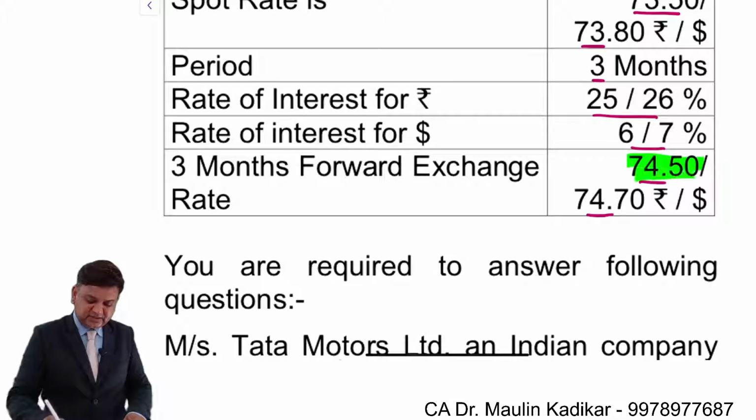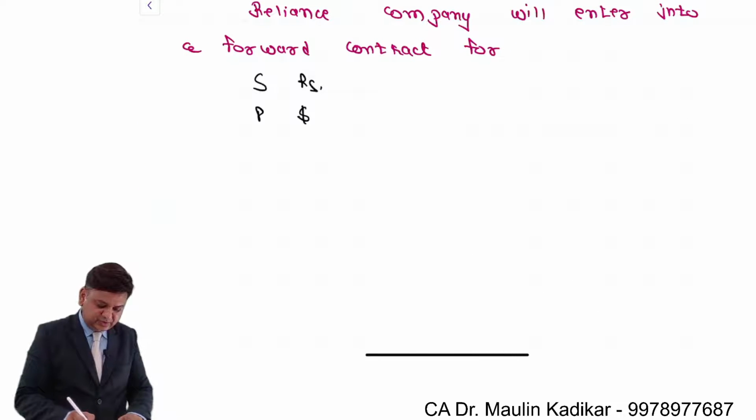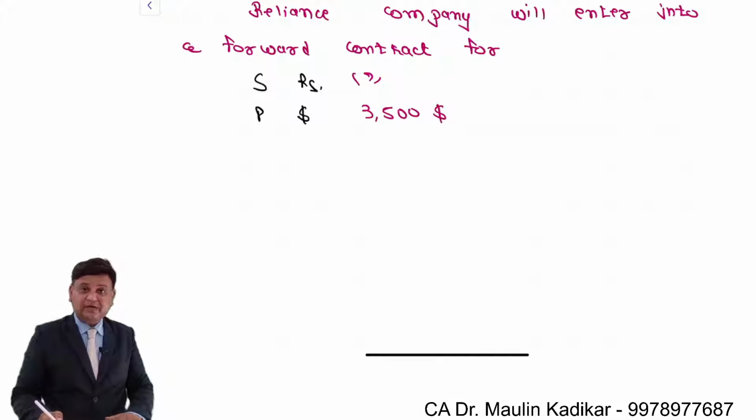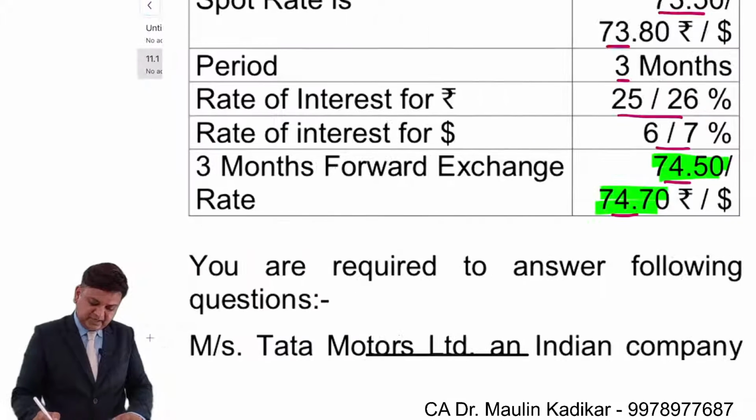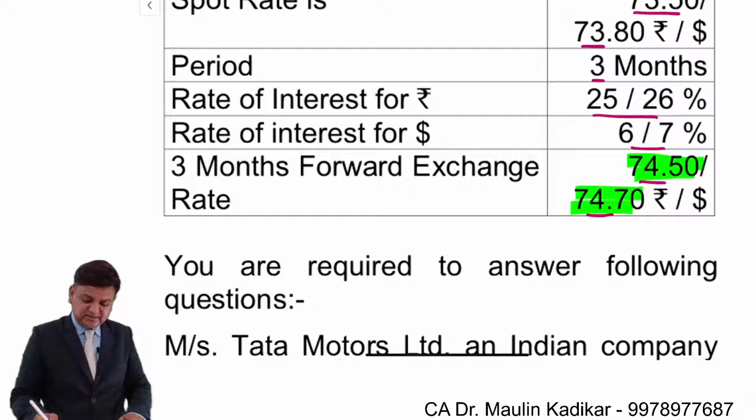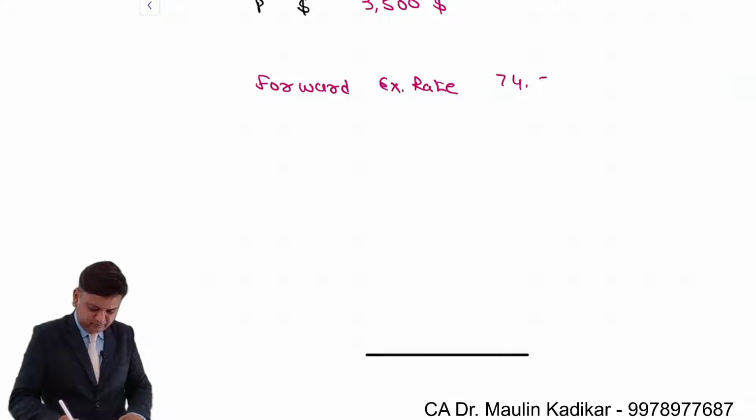And this is the forward exchange rate information given to us. So this is the amount of rupees to be paid for purchasing $3,500. What is the forward exchange rate? As far as the forward exchange rate is concerned, it is 74.50/74.70 rupees per dollar.